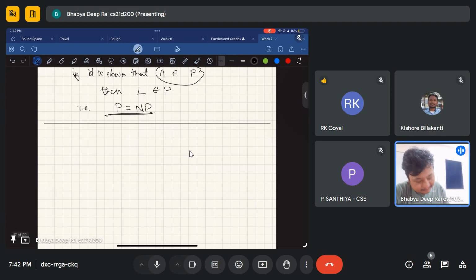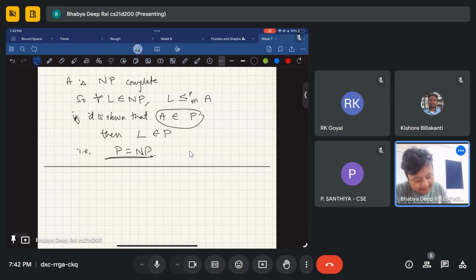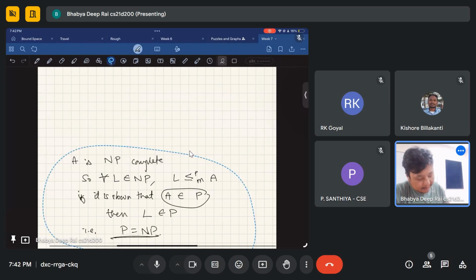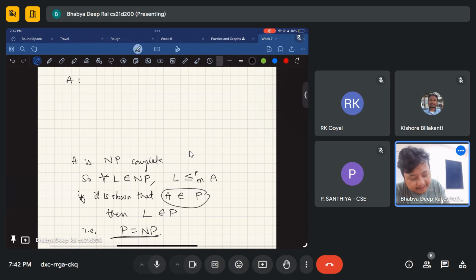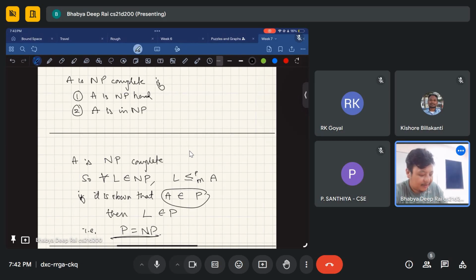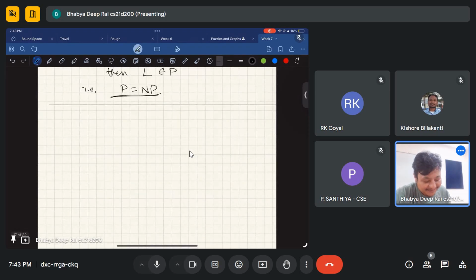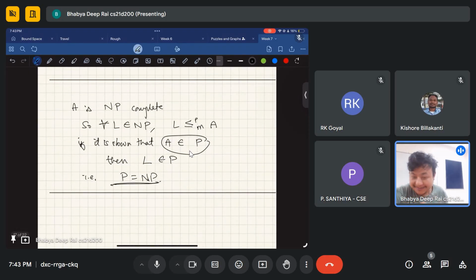That a language A is NP complete if 1, A is NP hard, and 2, A is in NP. Good that you mentioned that, because I had forgotten about it. So this is about NP completeness.